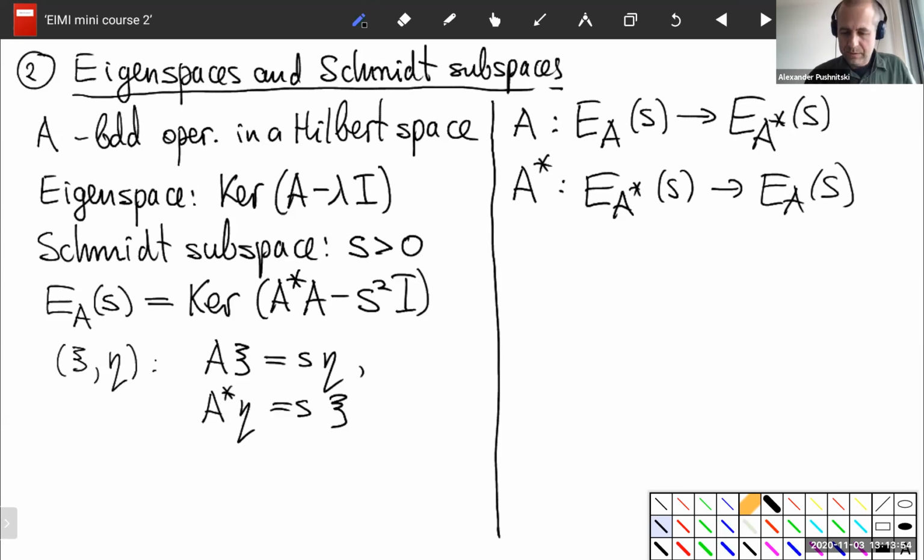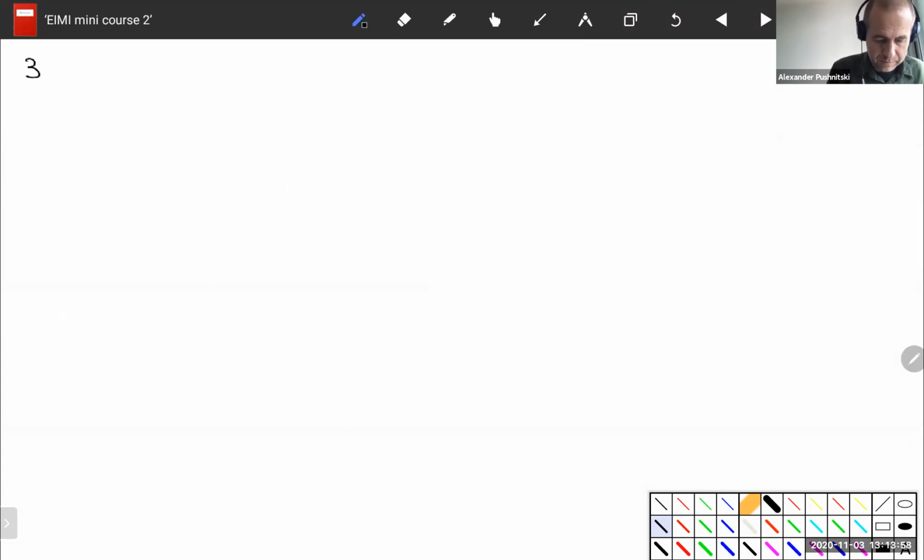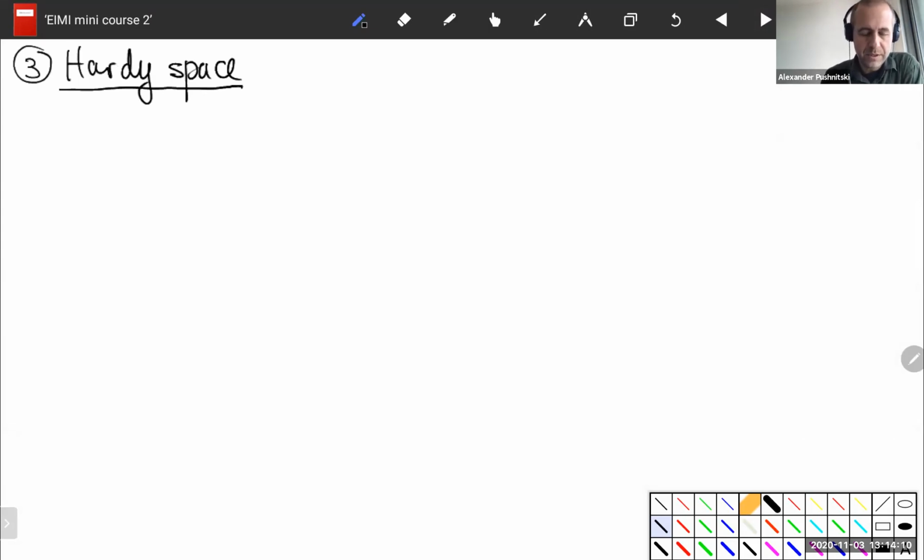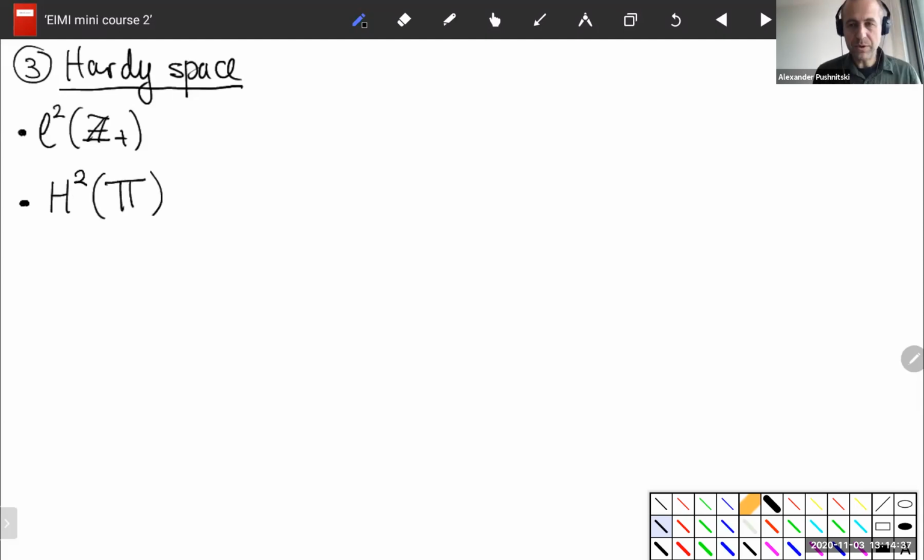Hardy space. So Hardy space can be thought of in 3 different ways. So the first way, it's not really Hardy space, but it's a sort of a set of coefficients of functions in the Hardy space. But nevertheless, this is just L2 of Z plus. Secondly, one can think of it as space of functions on the unit circle. So T in my notation is a unit circle on the complex plane. And in this case, it can be naturally thought of as a subspace of L2 on the unit circle.